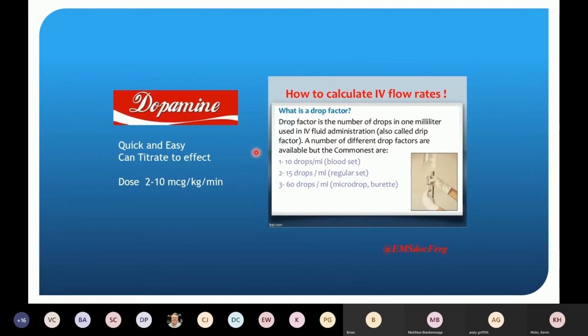The dose technically is 2 to 20 mics per kilo per minute. The way you do this is you need to know the dose. You need to know how to calculate a drip factor and count your drops. But in reality, the way that I'm going to do this is I'm going to spike the bag. I'm going to hang up the patient. I'm going to open up full, give it a few minutes to prime the tubing, okay?